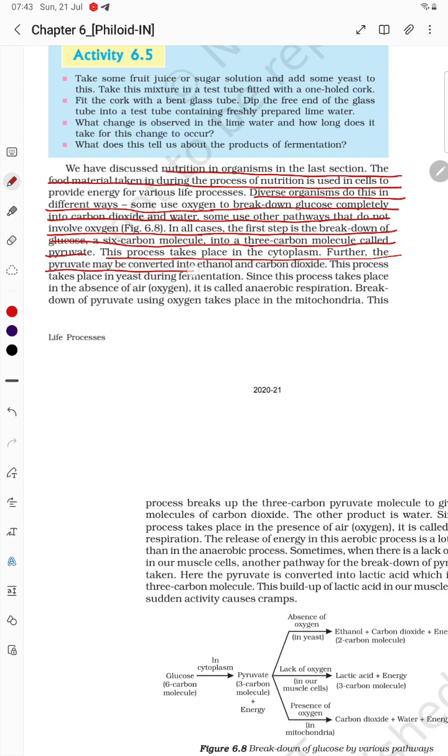Further, the pyruvate may be converted into ethanol and carbon dioxide. This process takes place during fermentation. Since this process takes place in the absence of air, it is called anaerobic.